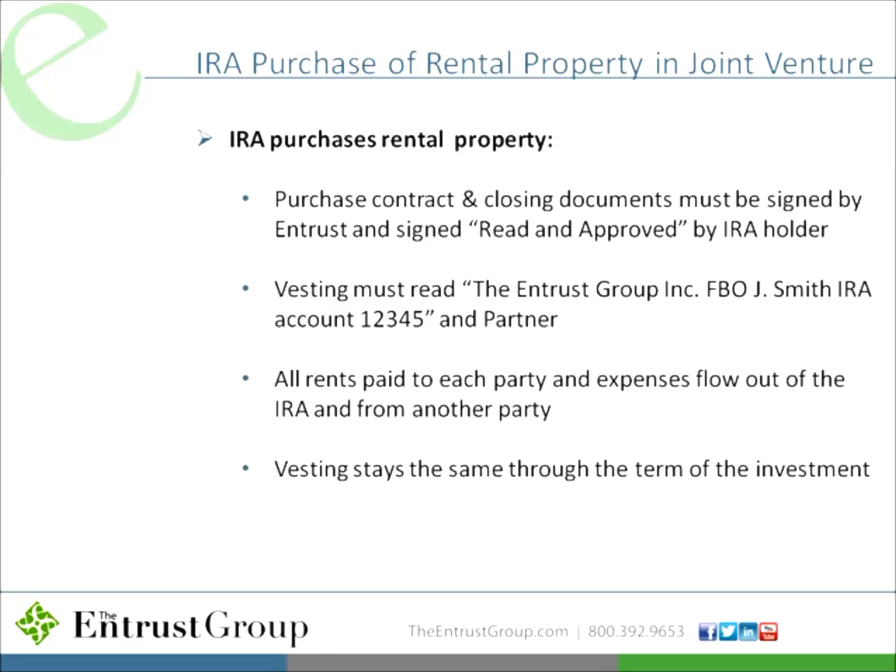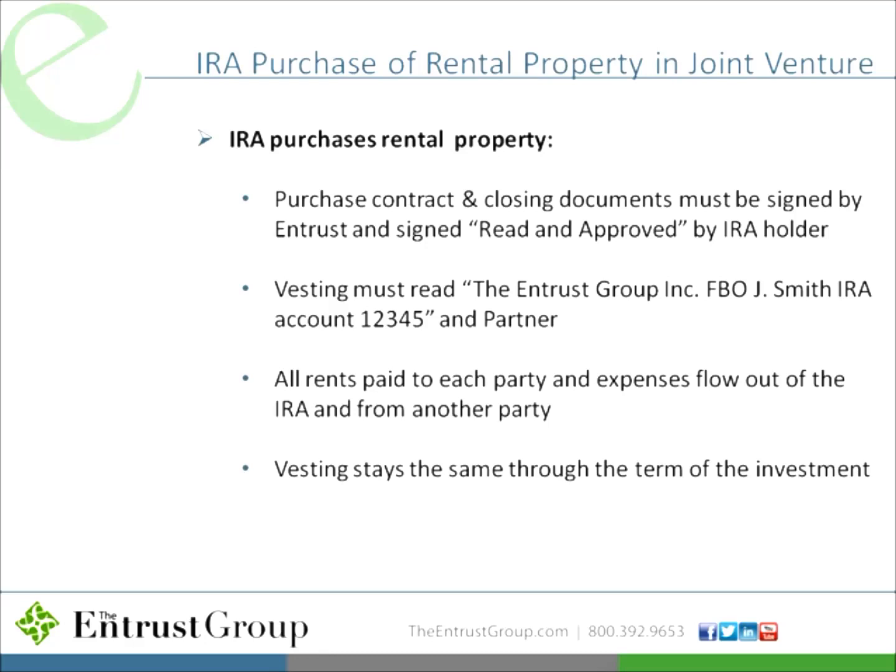Now, for an IRA purchase, we talked earlier about how the IRA is listed as the purchaser. If you're a client of the Entrust Group, the vesting is going to read the Entrust Group, Inc., FBO, your name, IRA, and the account number. If there is more than one party involved in the deal, then there's going to be a percentage breakdown. So it would be the Entrust Group, FBO, your name, IRA, and the account number as to an undivided blank % interest, and then the partner as to an undivided blank % interest.